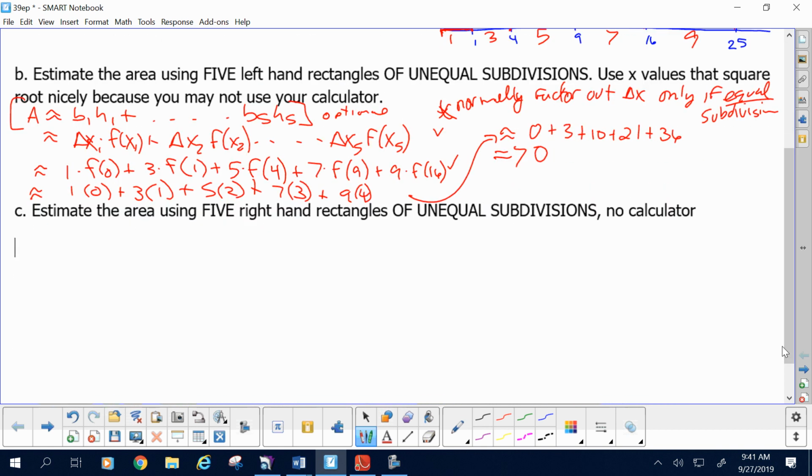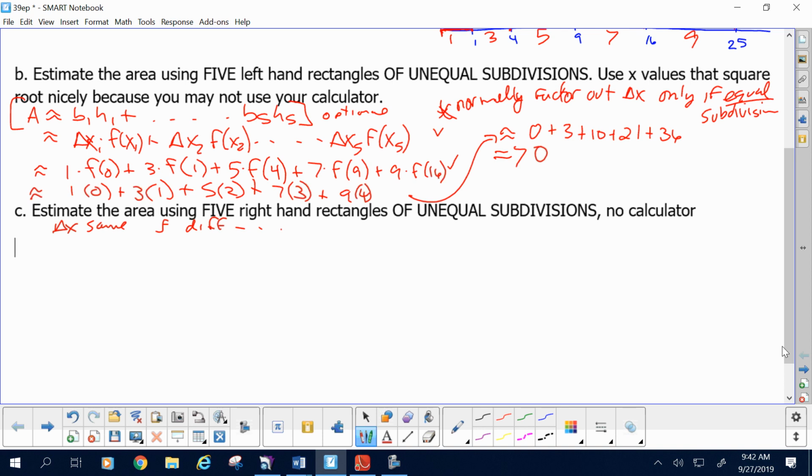All right, with that said, I think you should be able to do the same kind of idea but right hand. You don't need to redraw it. You can use your previous picture. What will be the same? What will be different when you do right hand? Yeah, delta x will be the same. The heights will be different. Right? Yeah. All right, so you should be able to do that this weekend.